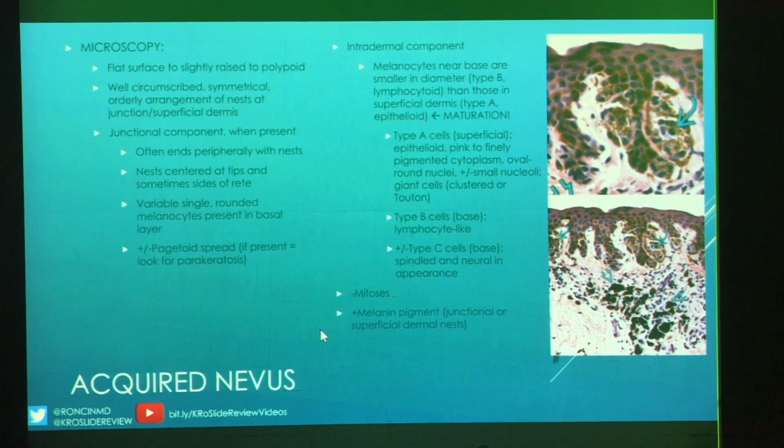You should not really see mitotic activity in these lesions, and you will see melanin pigment either in the junctional or superficial dermal nests, okay? Again, you're not looking for pigment that's as intense as your Spitz nevus or your blue nevus, but you should see some pigment. And we did see some pigment in the lesion that we picked for our junctional component.